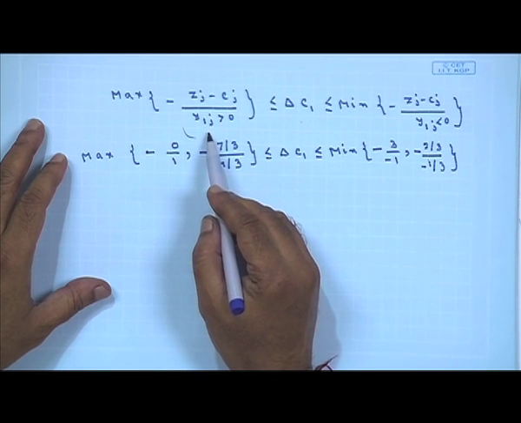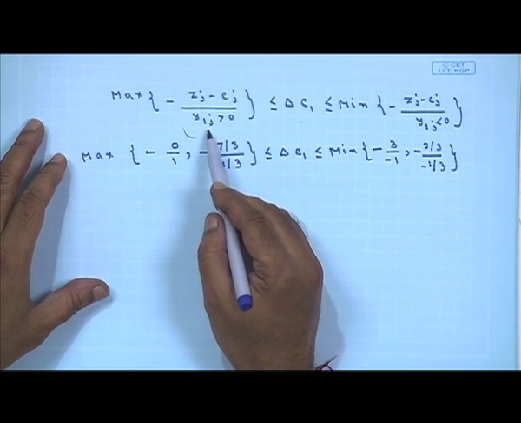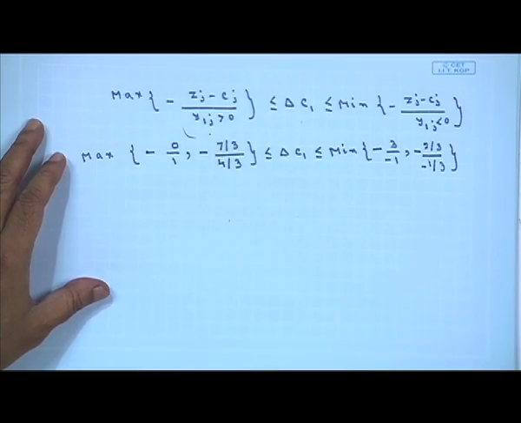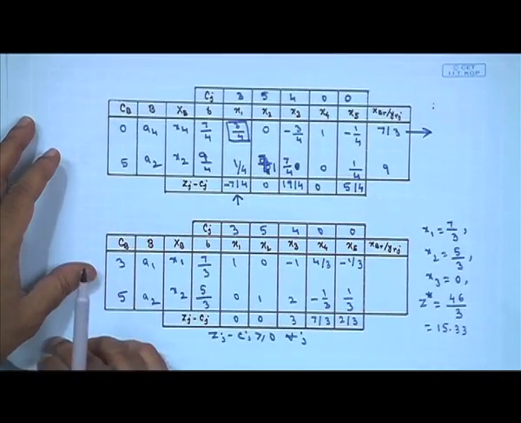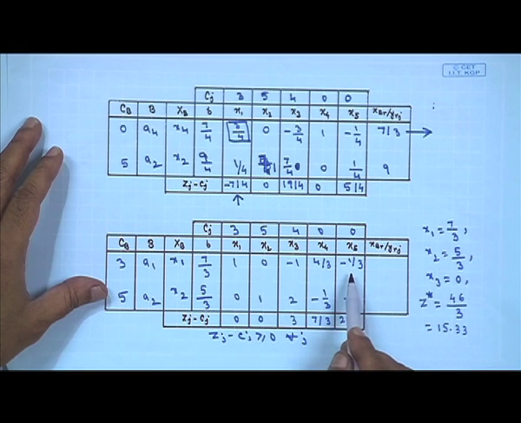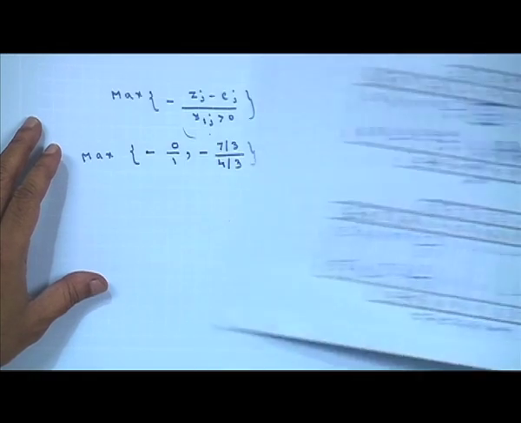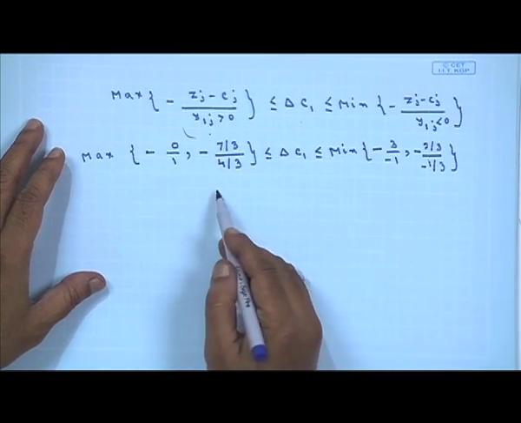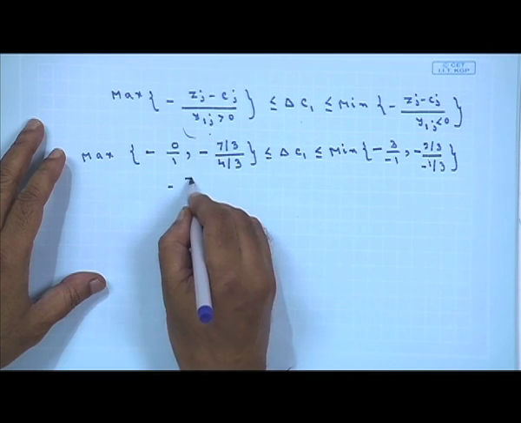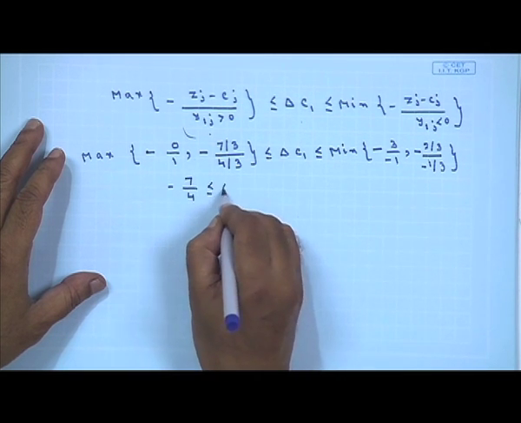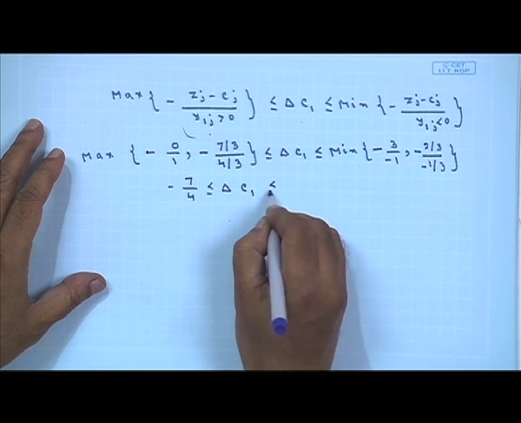I hope it is clear now that for y1j you are taking the first one wherever you are getting positive values, and for the minimum value the y1j value should be less than 0. So, if I calculate this, you will get minus 7 by 4 less than or equal to delta C1, less than or equal to 2.